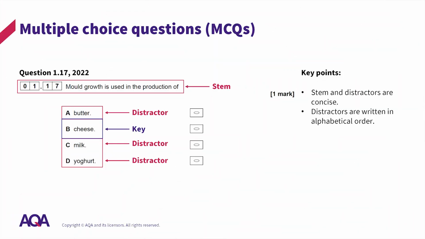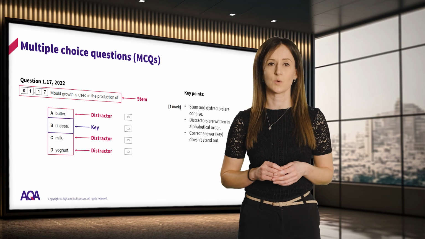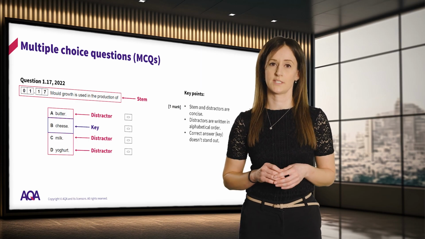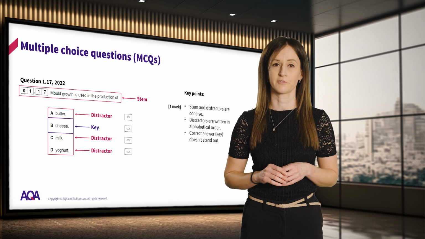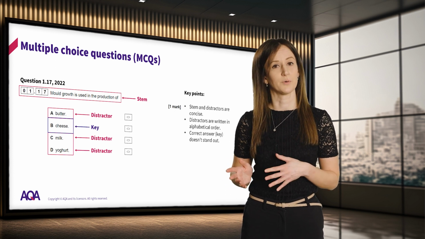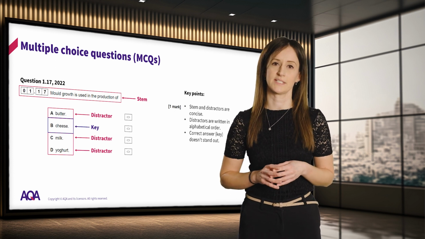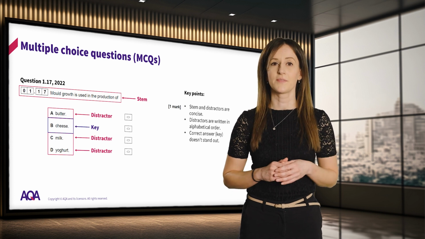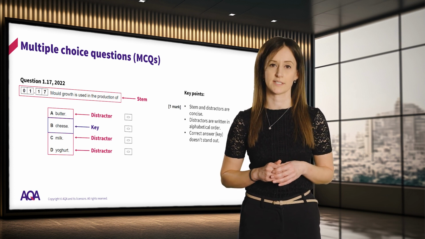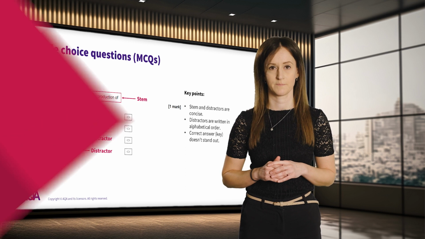As seen here, distractors in GCSE Food Preparation and Nutrition are written in alphabetical order. As a result of this, students cannot explore patterns with the responses they are choosing. As well as being presented in alphabetical order, it is also important that distractors do not stand out for other reasons. For example, if Stilton cheese had been written as a distractor rather than cheese, this would have stood out as a 2-word distractor amongst 1-word distractors.